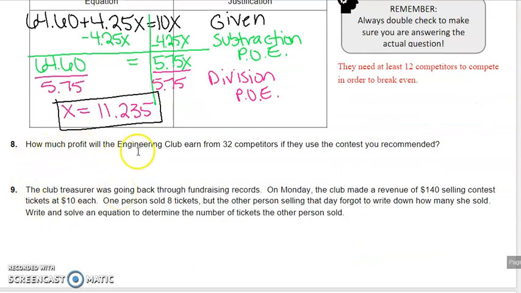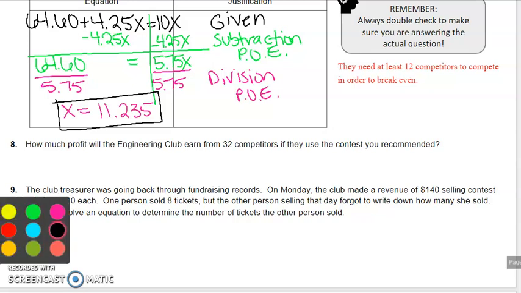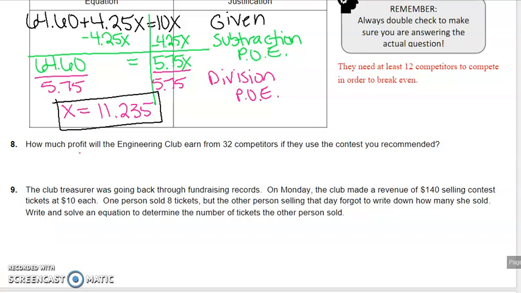All right, how much profit will the engineering club earn from 32 competitors if they use the contest that you recommended? So remember that profit is found by taking how much money you bring in, so it's found by taking your revenue and then subtracting how much money you spend. So by subtracting your cost. If you could, pause the video and see if you can set up that expression or that information.